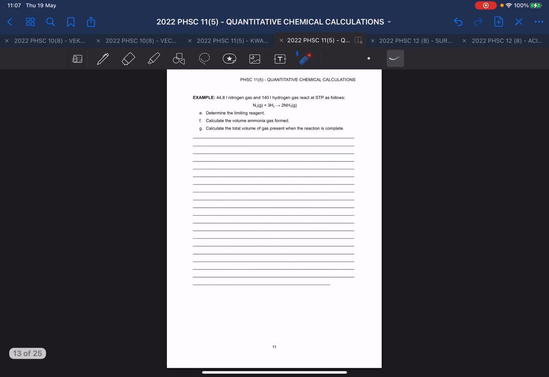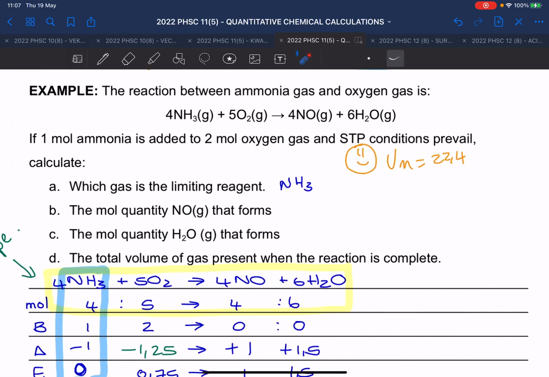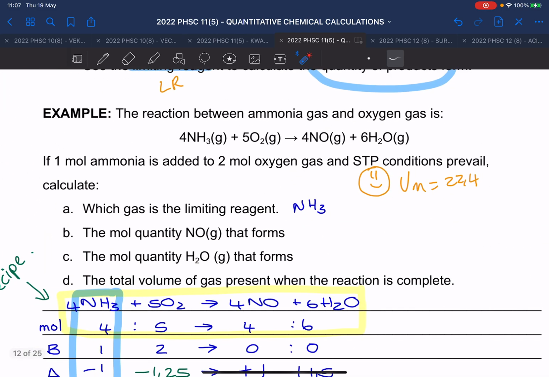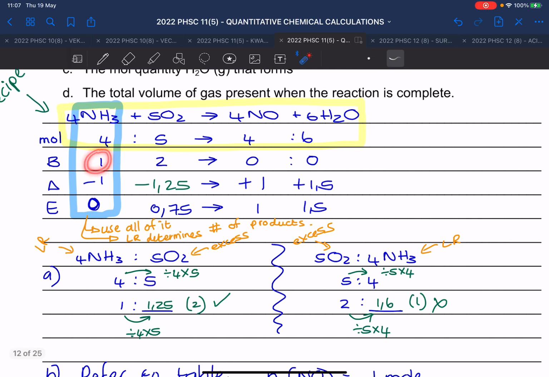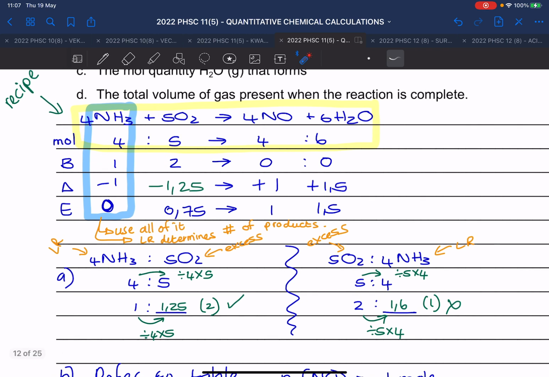So we are busy here with the limiting reagent. We looked at a reaction and we said, okay, if the mole ratio is 4:5, so that is on page 10, but we only have 1 and 2, then we determined which one is the limiting reagent. Which one do we have not enough of? And we discussed that it is ammonia. Then we say we use all of the ammonia, and ammonia will determine how much products we will get.